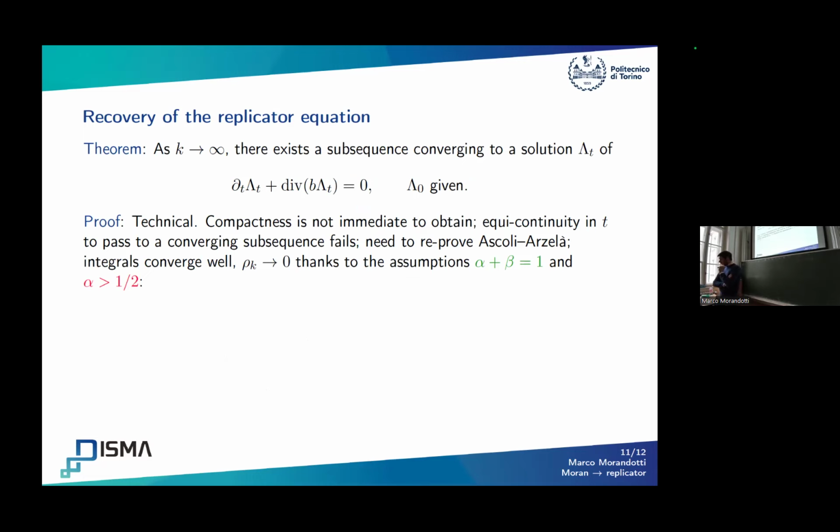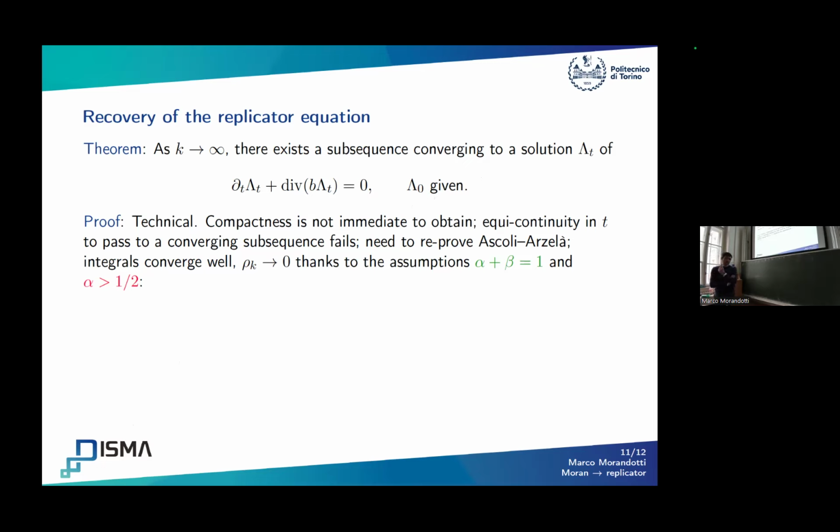Okay, so the theorem is this one, and maybe I can spend a few moments to describe something about that and make some comments later. We can prove that, with a bunch of hypotheses, as k converges to infinity, there exists a subsequence converging to a solution of the continuity equation, with the initial distribution rho 0 given.